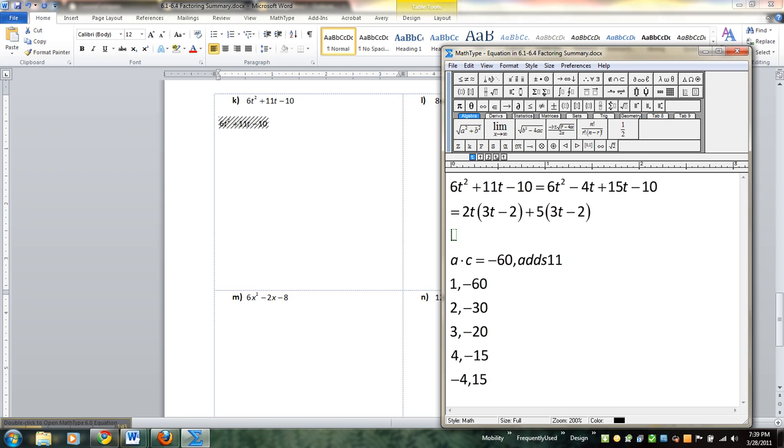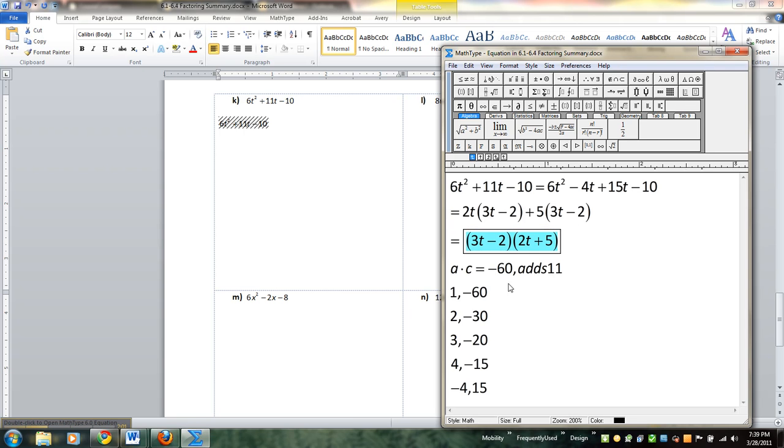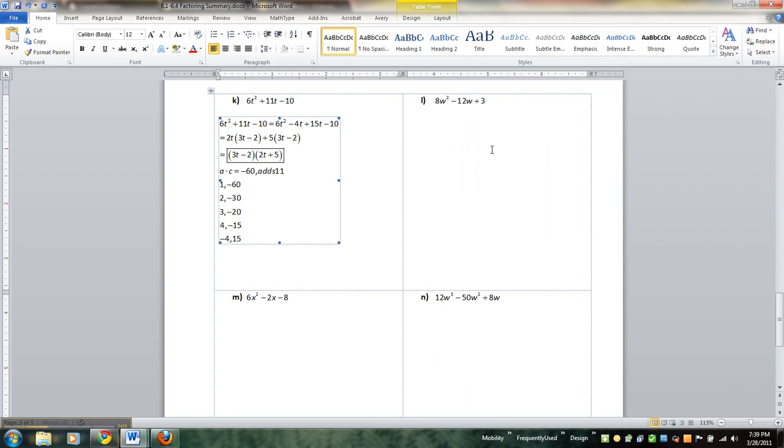Well, that's good because now the parentheses are the same, so I could factor out that parentheses, 3t minus 2. And that would leave me a 2t left in the front because the 3t minus 2 is gone, and a 5 in the back, right? So plus 5. And that right there is your answer. Okay? All right, let's do it again.